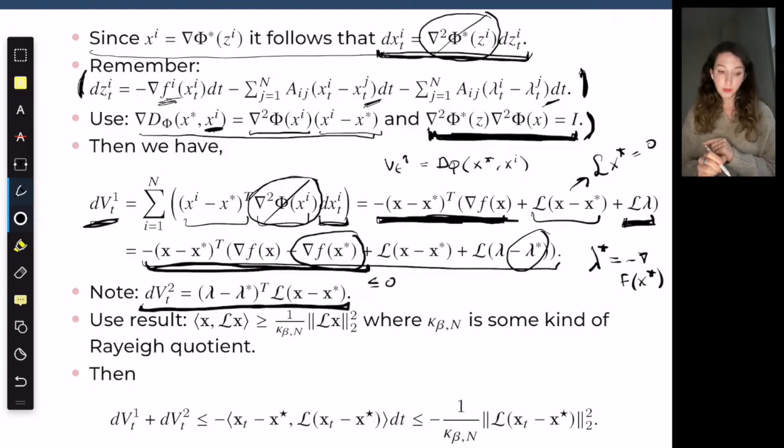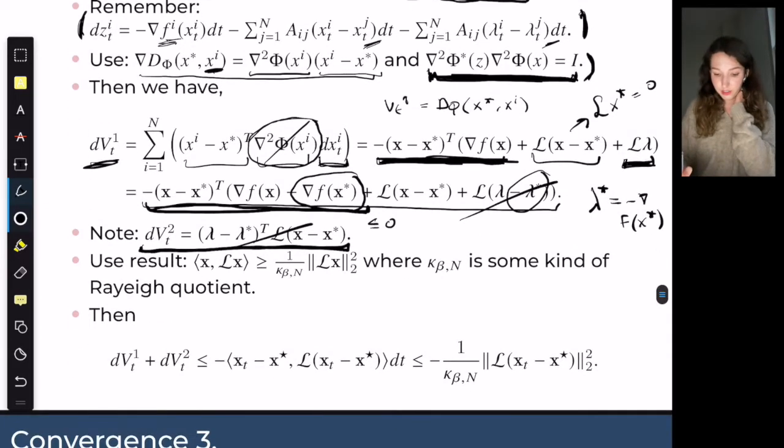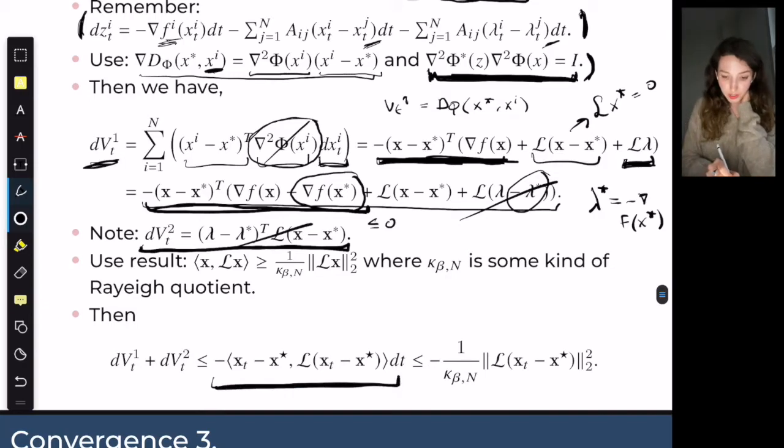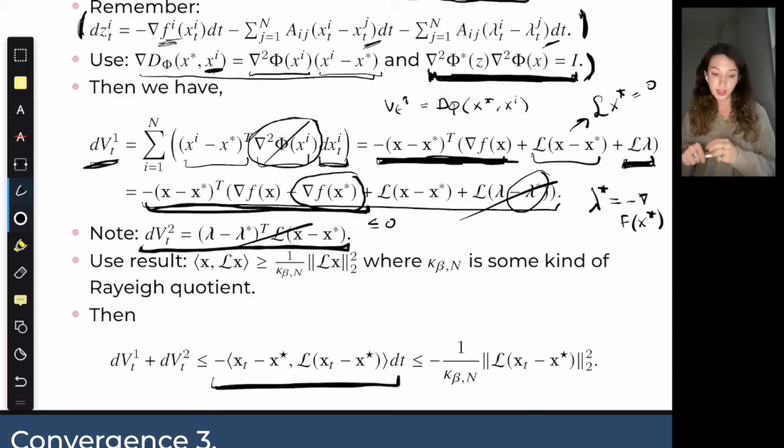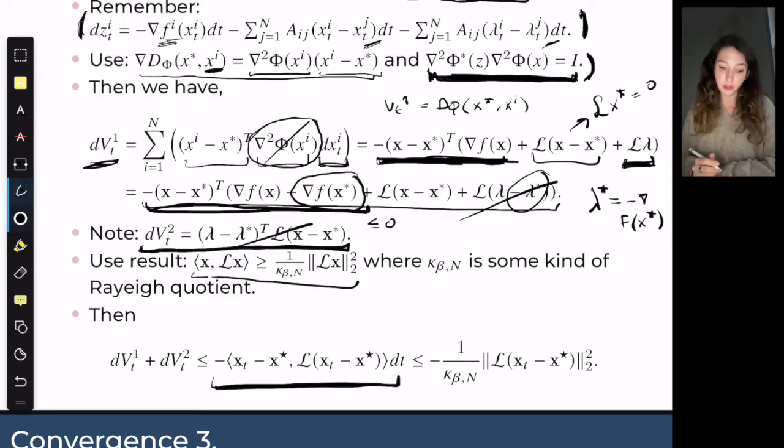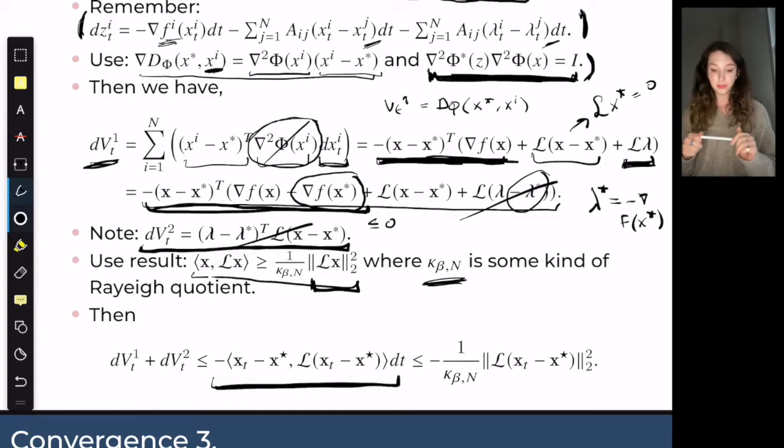Now, summing dv1 and dv2 together, this guy will cancel with this guy, and then we are essentially left with this term over here, so this term coming from the interaction in x. We will additionally use this result that we have here, which is this x^T Laplacian x is greater than some constant times this L2 norm of Lx. And this kappa beta n is, just imagine it to be some constant, something similar to a Rayleigh quotient.